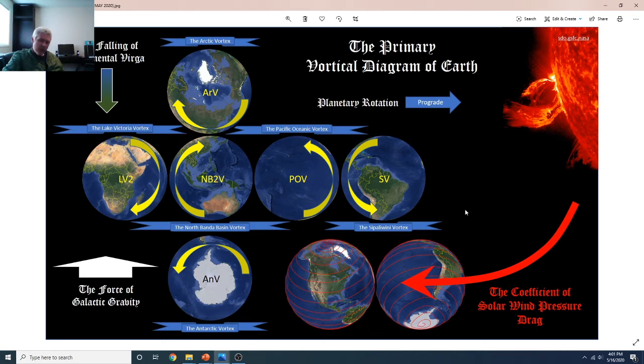And solar wind pressure drag strikes the Earth in such a way that it spirals down from the North Pole all the way down to the South Pole. So it starts here, and it's going down like this, actually, and then it comes down here, and it all hooks up right down here in a little curlicue. From the North Pole to the South Pole, spiraling down. That's what presents you with the continental virga. Continental virga. Pacific Ocean.